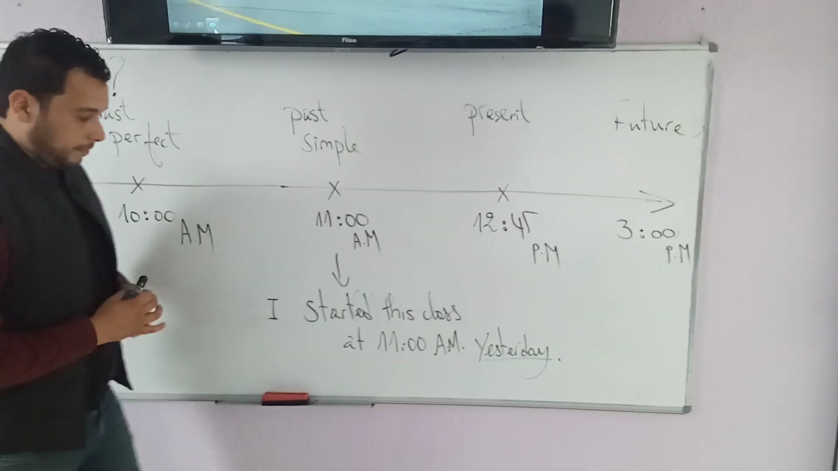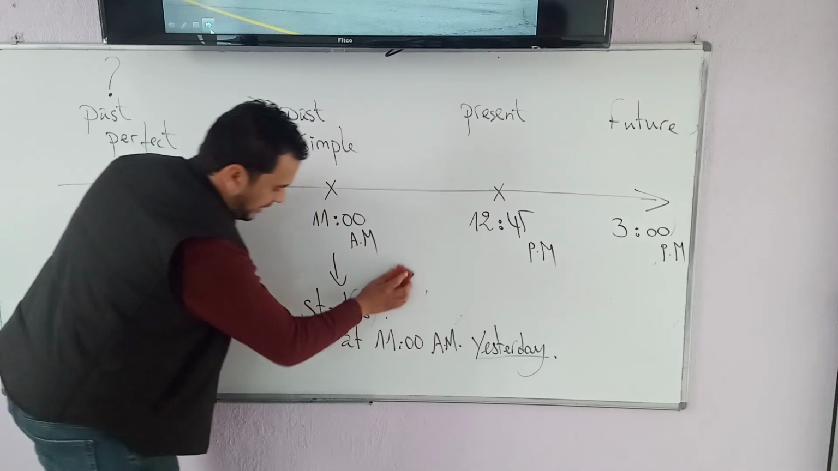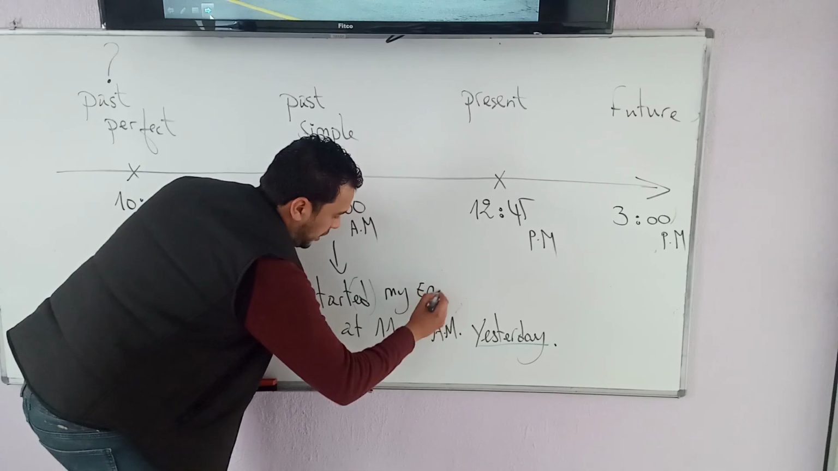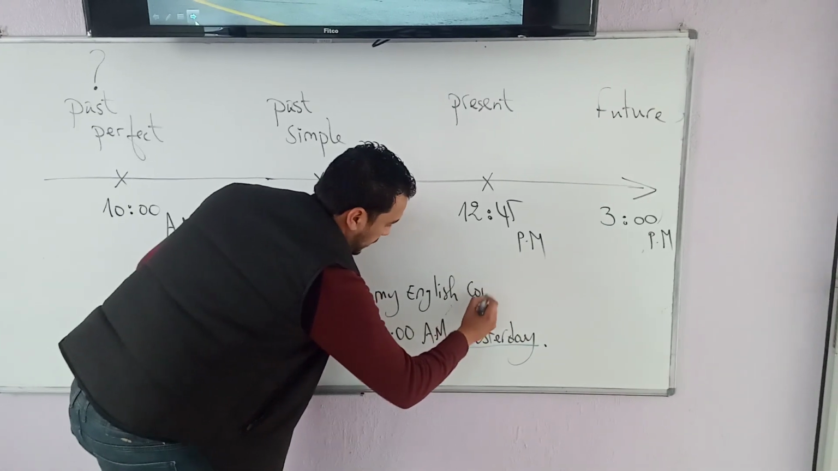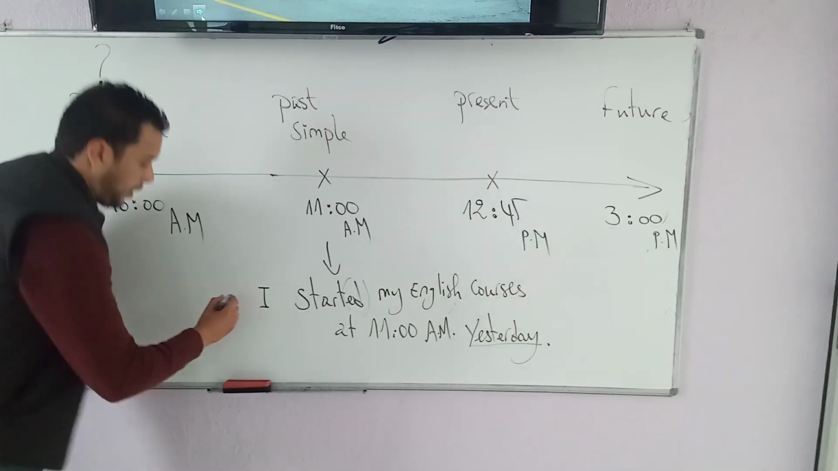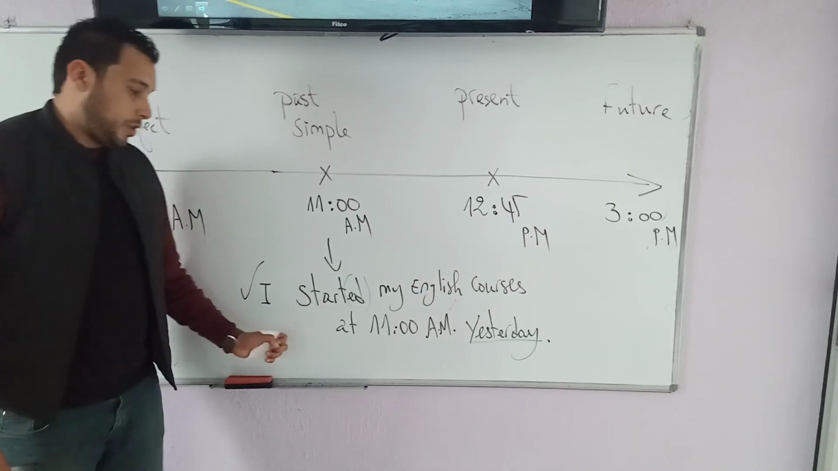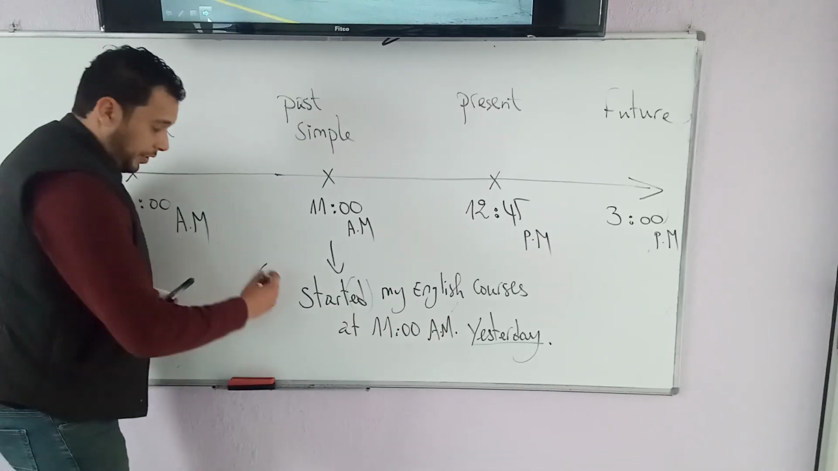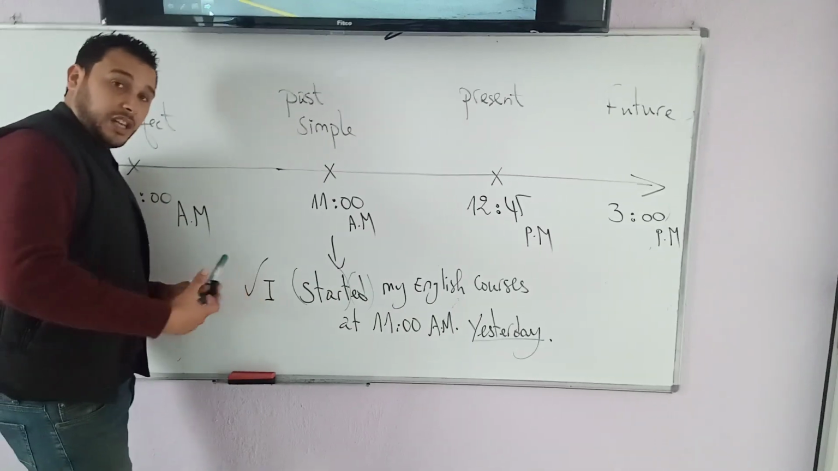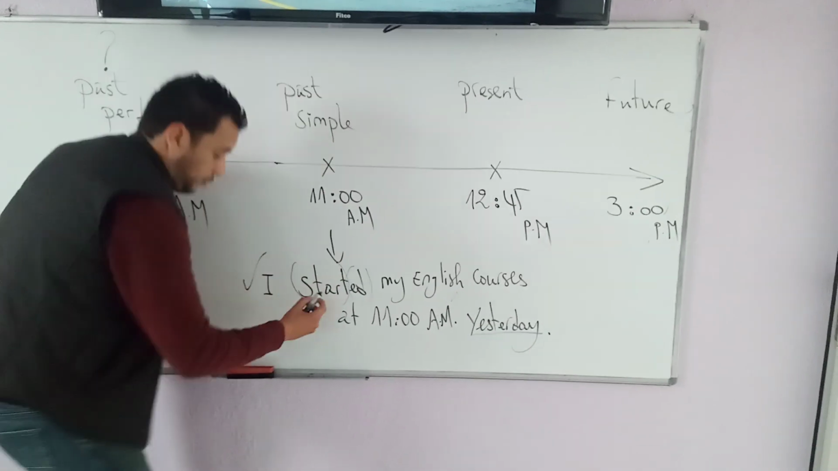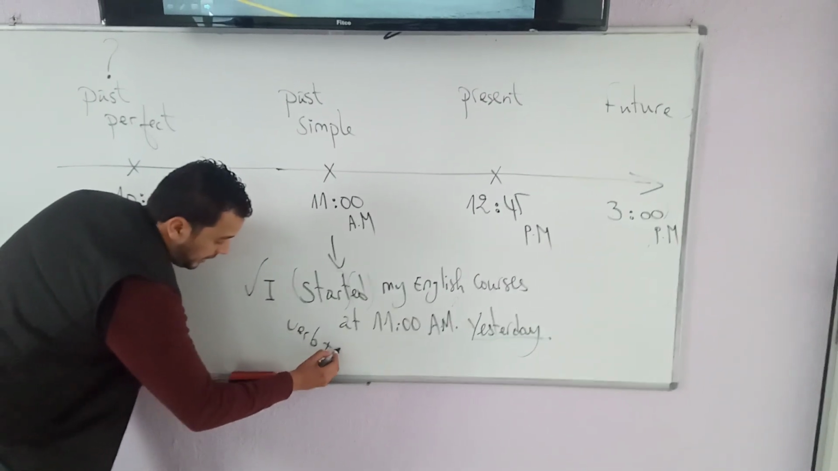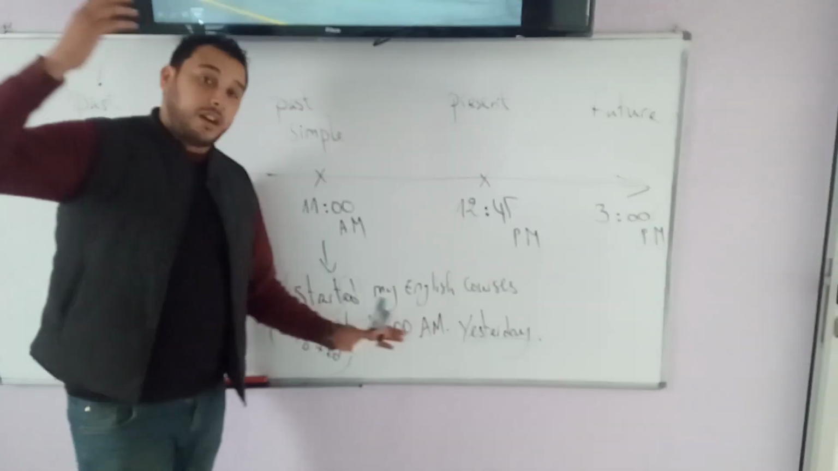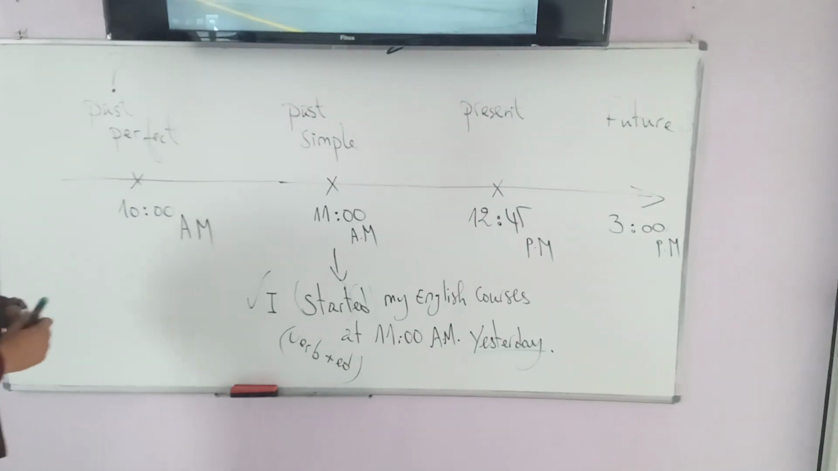yesterday. Okay? Or let's change this class and say, for example, I started my English courses at 11 a.m. yesterday. So the verb that we have here, which was in the infinitive start, became in simple past, which is verb plus ed for regular verbs. Why? Because I have a time phrase of yesterday. Okay.